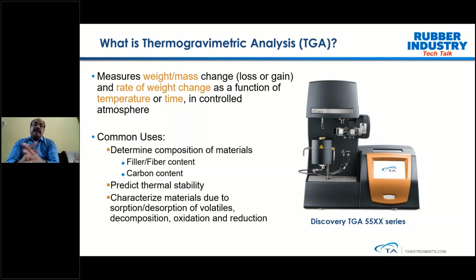And then comes predicting thermal stability. This is about the raw polymer. One has to understand the usage temperature of a particular rubber polymer, and for that also, TGA is a good tool to understand thermal stability. The third aspect is to characterize a material in terms of sorption, desorption, volatile decomposition, oxidation, or reduction. Suppose you are dealing with a hygroscopic polymeric material which has a tendency to absorb moisture.